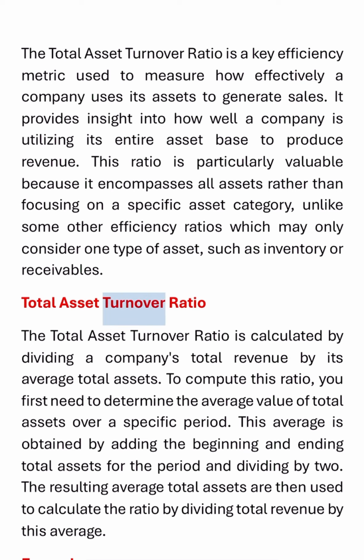Total asset turnover ratio. The total asset turnover ratio is calculated by dividing a company's total revenue by its average total assets. To compute this ratio, you first need to determine the average value of total assets over a specific period. This average is obtained by adding the beginning and ending total assets for the period and dividing by 2. The resulting average total assets are then used to calculate the ratio by dividing total revenue by this average.